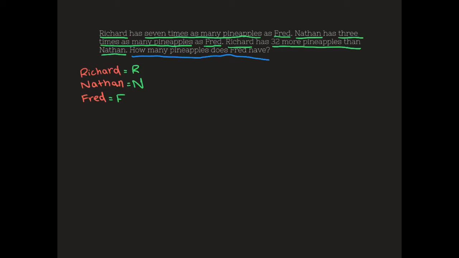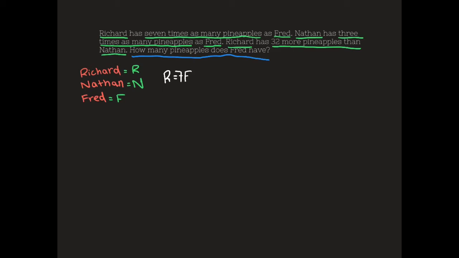Now, let's get into the problem. What we have to do is set up a bunch of different equations, and that will allow us to find what certain variables equate to. So Richard has 7 times as many pineapples as Fred. That means Richard has more pineapples, so we can set up our equation like this: R is equal to 7 times Fred, which means that Richard has 7 times as many pineapples as Fred. And that will be our first equation.